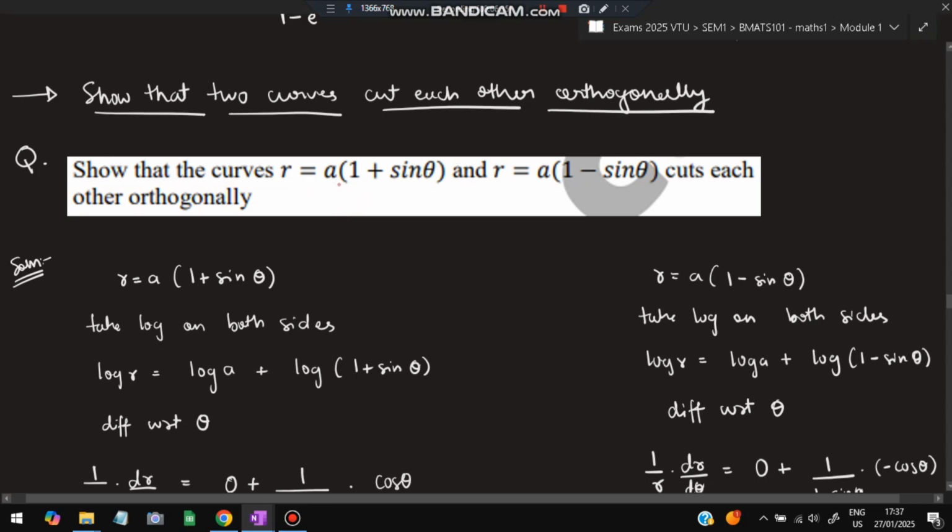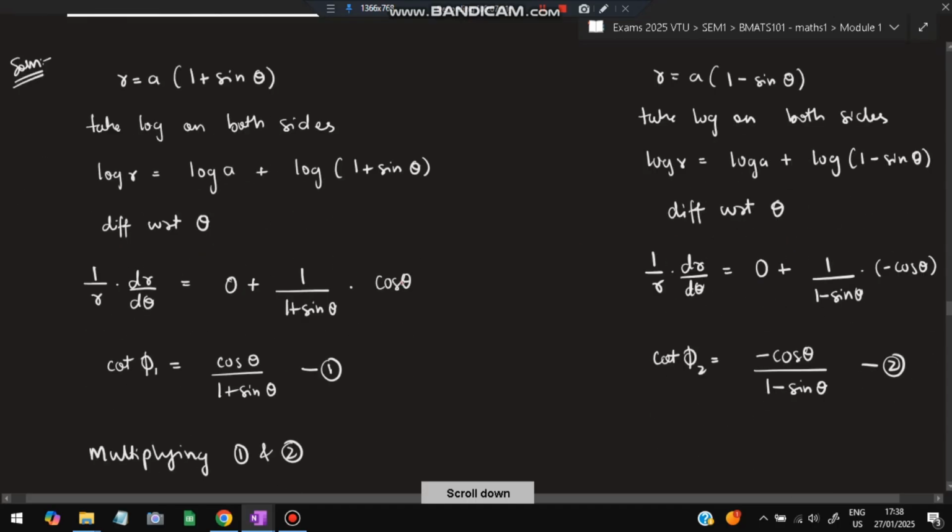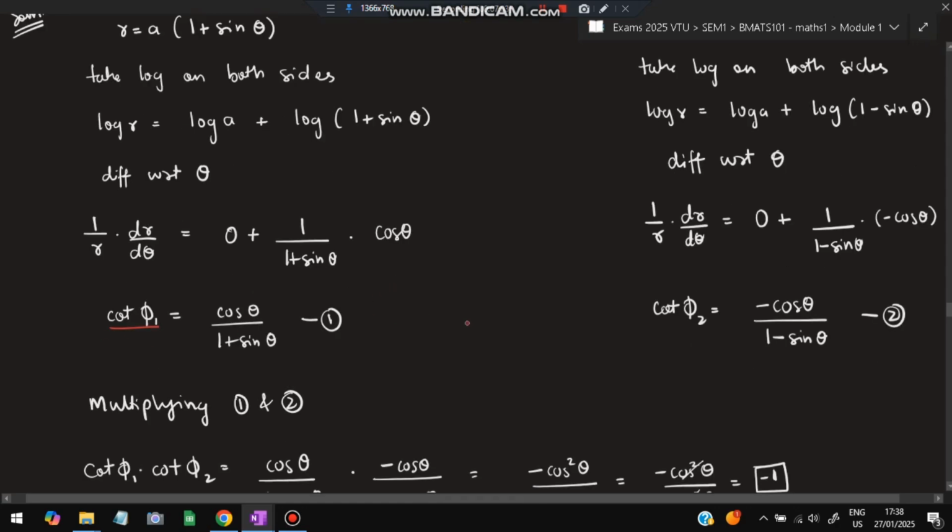This value will change. They can give 1 plus cos θ, 1 minus cos θ, 1 by sec θ, or any other values. You don't have to care about what values they give. You just have to follow the same steps. The first step is divided into two parts. First, you write the formula here. After that, you take log on both sides. So log r = log a + log(1 + sin θ), and here also log a and log(1 - sin θ). Differentiate with respect to θ on both sides. You will obtain an equation for cot φ, and in this case keep it as cot φ only.